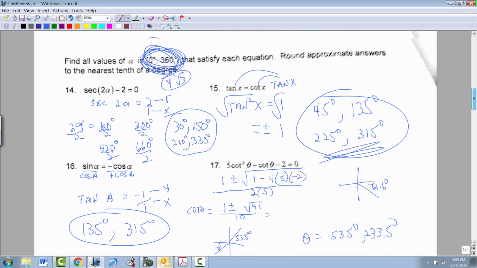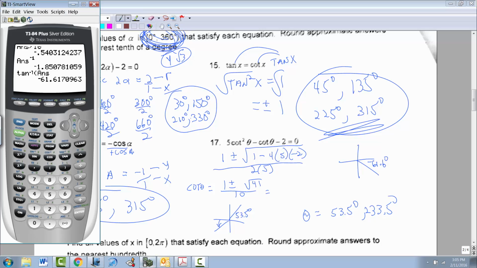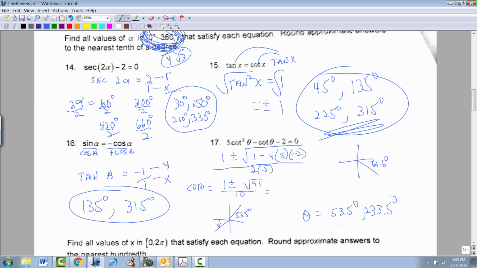Invalid answer according to the directions. They clearly state the answers must be between 0 and 360. This isn't. So that's a reference angle. I'm going to store that in X because I need the quadrant 2 answer, which is 180 plus, because it's stored as a negative. There's the quadrant 2, 118.4. And then 360 plus, because I stored a negative, 298.